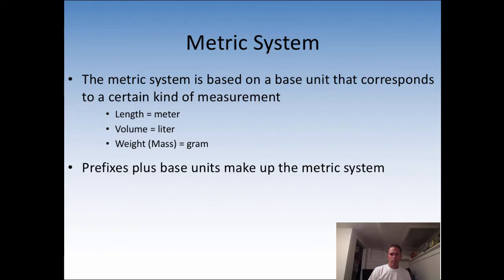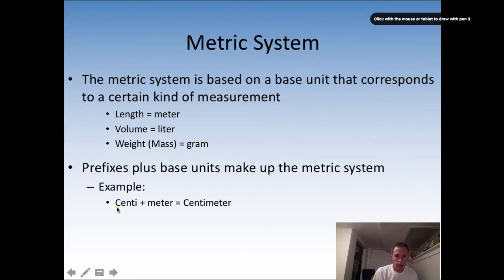The metric system has prefixes. A prefix plus the base unit make up the metric system. If you recall, a prefix is a word part that comes at the beginning of a word. An example of a prefix is centi, and the root word would be meter. Put together, this would be a centimeter. That's how the metric system will work. It always has a prefix out front. In this case, it's centi.